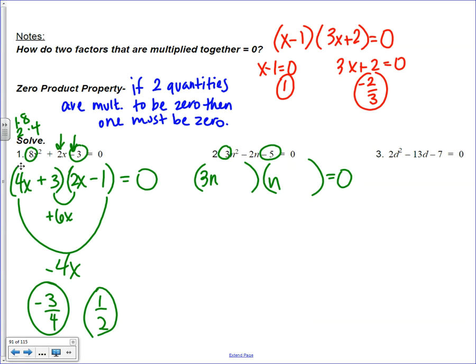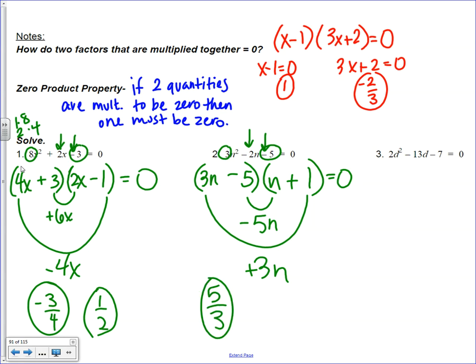Well, if you look, I'm going to put the 5 here and the 1 here because this will make a 5n, this will make a 3n, and we need to be subtracting. So if I subtract those, I will get this 2 in the middle. Please notice the 2 has to be negative, which means the 5 has to be negative, and the 3 would be positive, which means that would be a +1, and this would be a -5. If you set your factors equal to 0 and solve, you get 5/3 and -1.